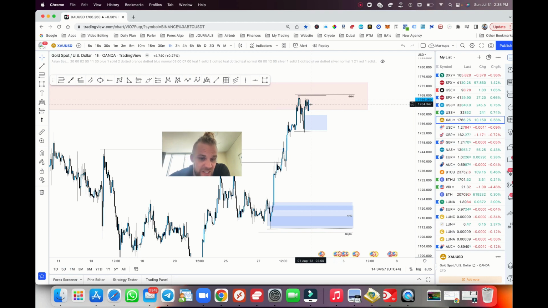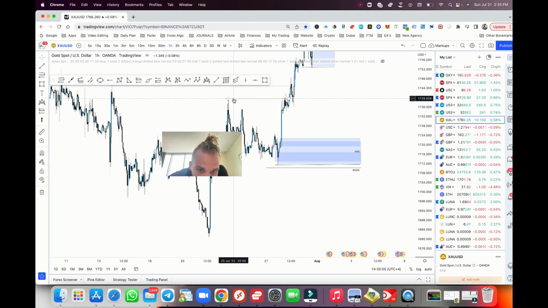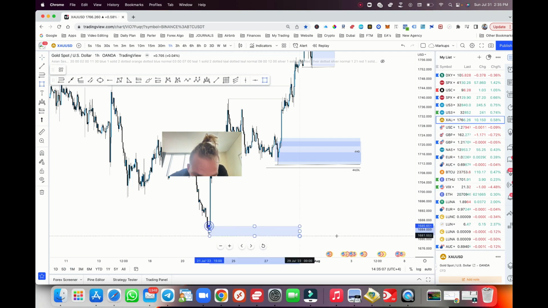So in an ideal situation, we'd expect price to come back, basically tap into this zone, not break through it, and just take off in the opposite direction. As long as there's no inefficiency below, which there is, we've got some here, look.